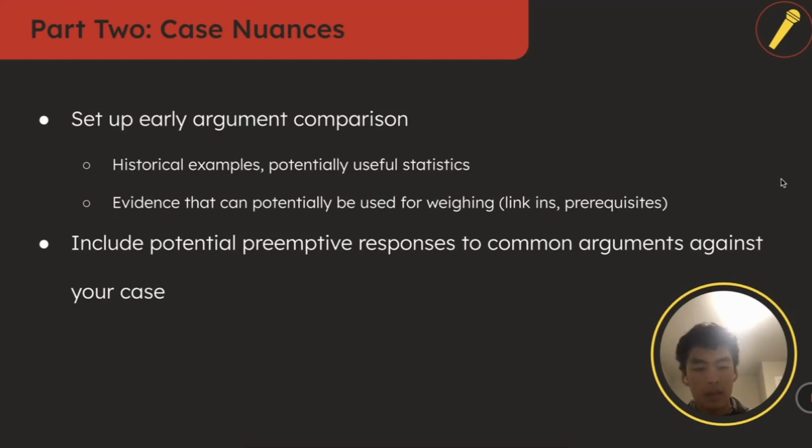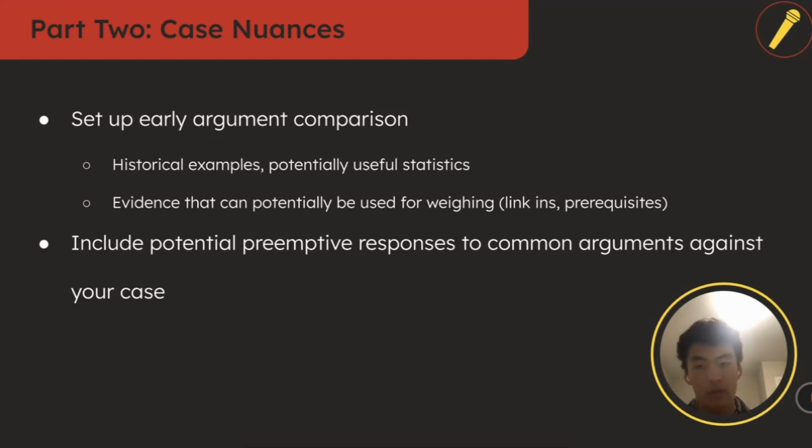So the second part is obviously your case. I'm not going to teach you how to write contentions, since that's commonly known as people enter debate. But there are some nuances you can include in the contention to really strengthen this narrative.